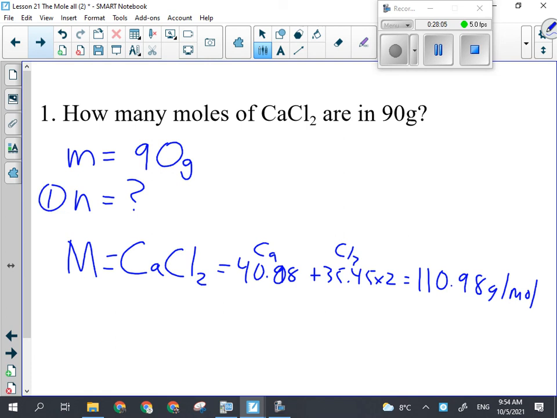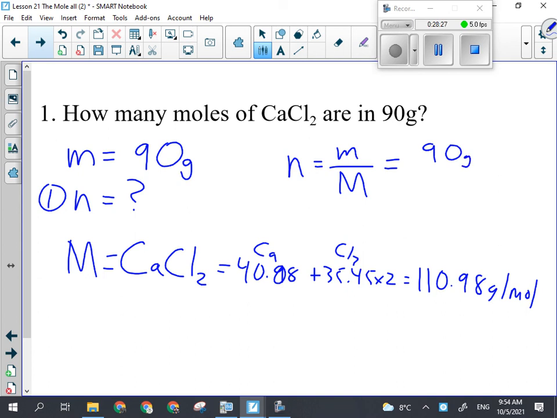Mark for that. This is the mole equation. Number of moles equals mass divided by molar mass. Do I need to manipulate that equation at all? No. Not for this one. I'm looking for number of moles. So all I have to do is plug in my numbers.